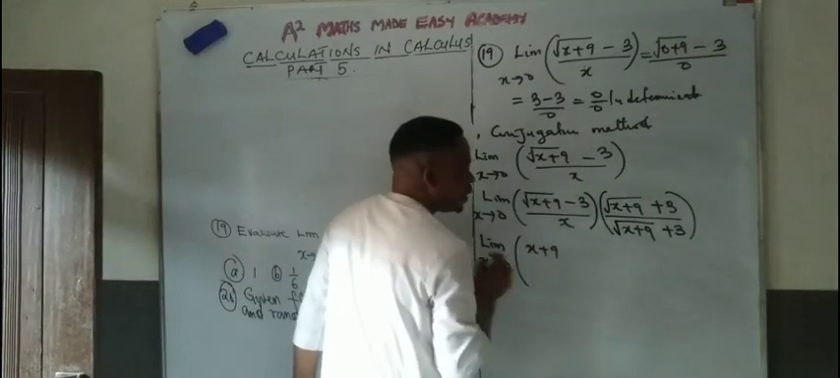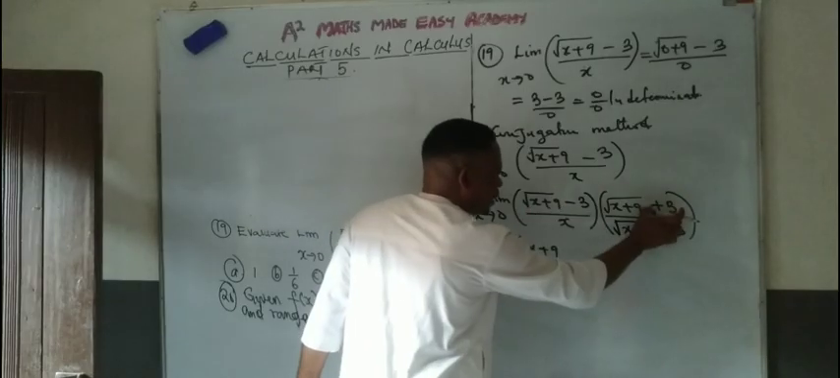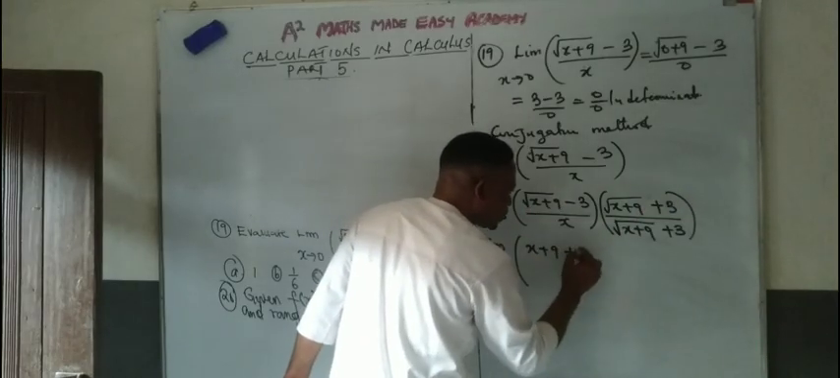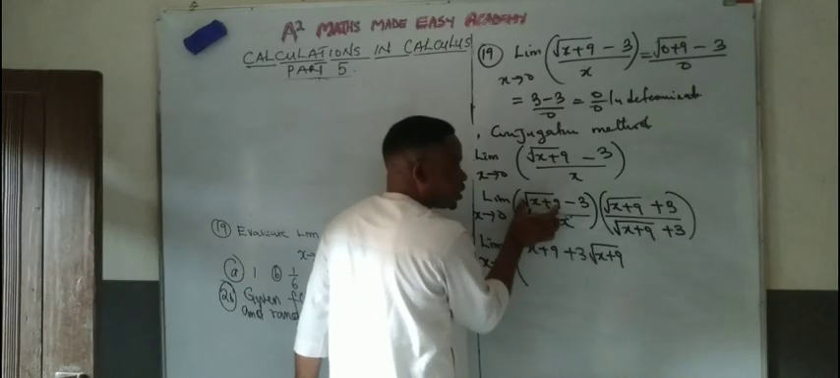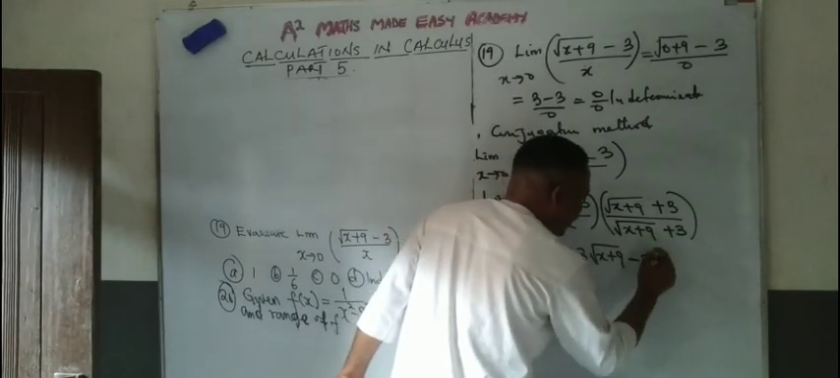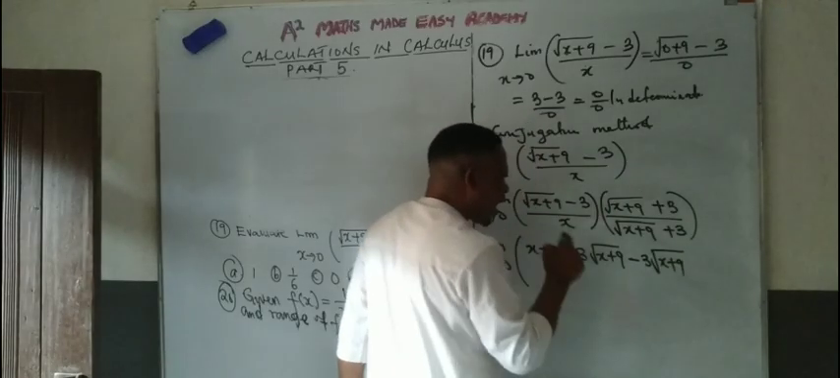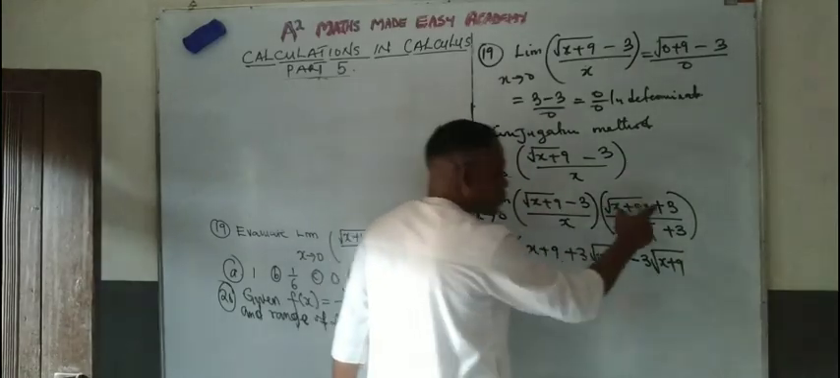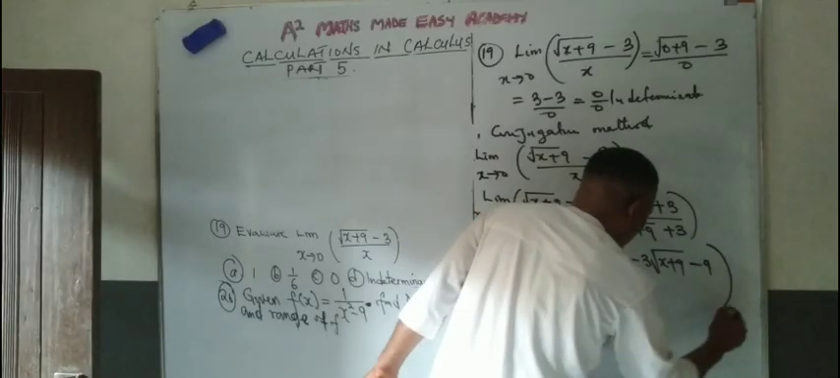Pick one. Then the next thing we are going to do, look up. I will say this times this will give us plus 3. Then square root of x plus 9, I'm done with this. Next is to use minus 3. This times this will give me minus 3 times square root of x plus 9. Are you with me? Finally, minus 3 times plus 3 will give me minus 9. That is, close the bracket.